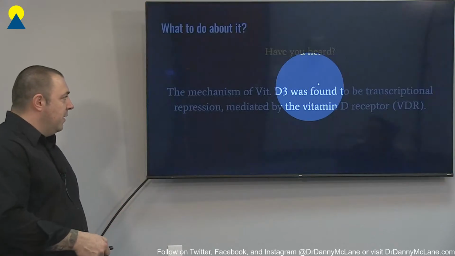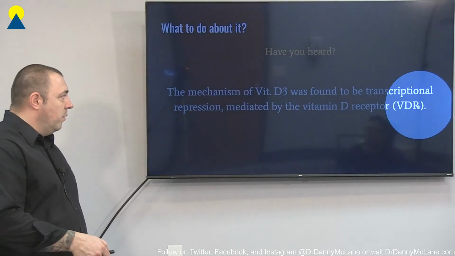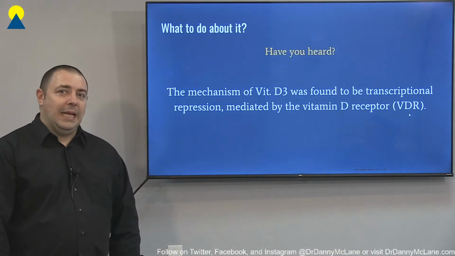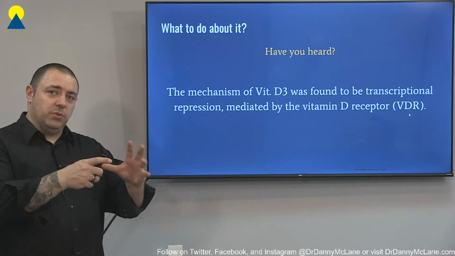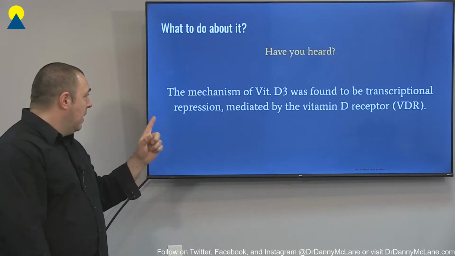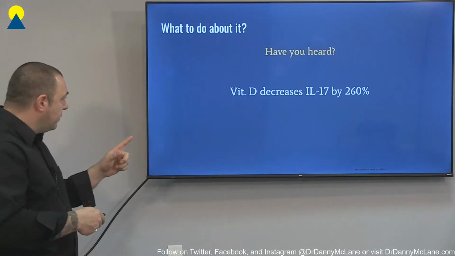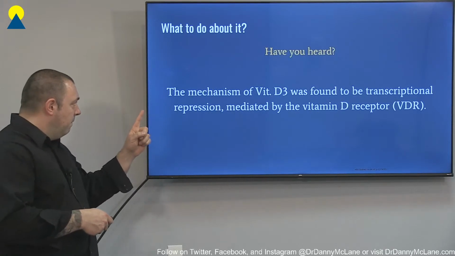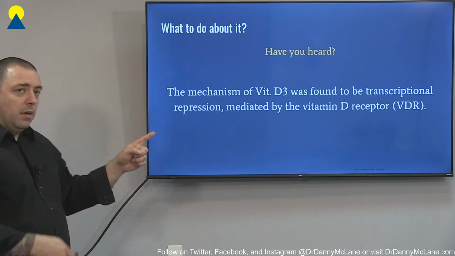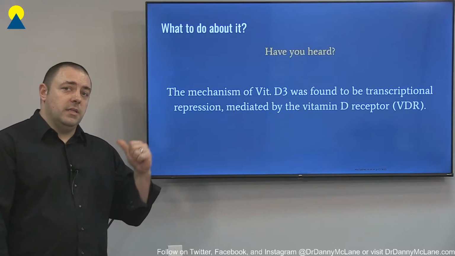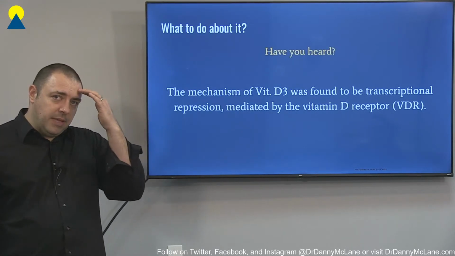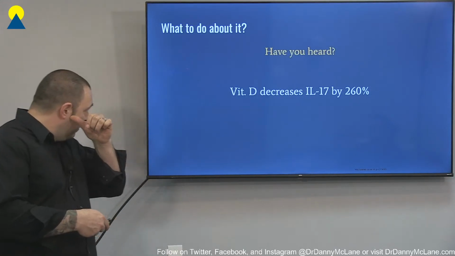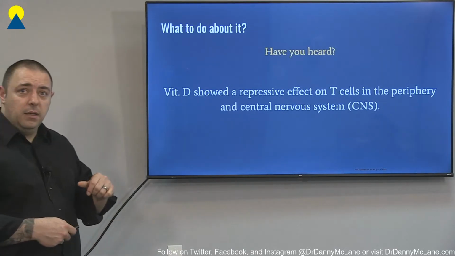All right. Okay, the mechanism of vitamin D was found to be transcriptional repressive, mediated by the vitamin D receptor. Oh, wait, there's our friend, the VDR. You remember what impacts the VDR? We talked about that a little while ago. We talked about electrosmog, how it changes those protein structures so that thing doesn't work right. Now, here's the interesting thing. Central nervous system, VDR. Remember, one of the things that happened because of electrosmog, it gave people a headache. Where does your central nervous system live? In your head.